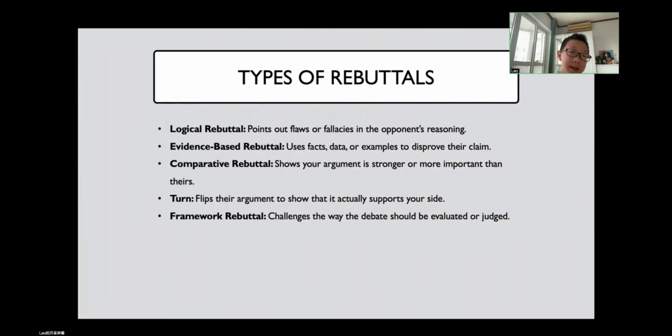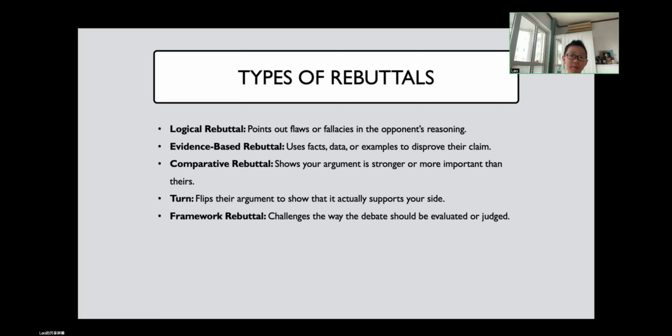So these are the basic types of rebuttals. Logical rebuttals point out flaws or fallacies in your opponent's reasoning. For example, you can say, this argument has the straw man fallacy or something like that. Evidence-based rebuttals use facts, data, or examples to disprove their claim or their argument. For example, you can say, our opponent said this, but data from blah, blah, blah proves that this is not actually true, so your point does not stand.